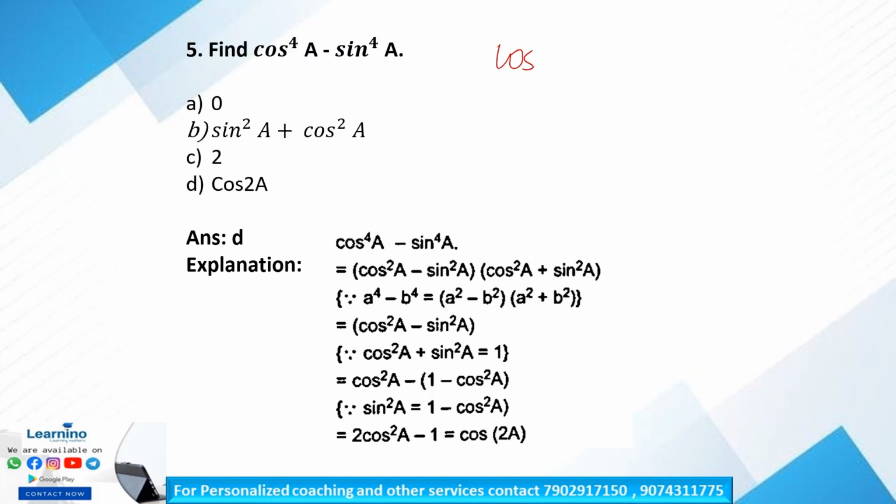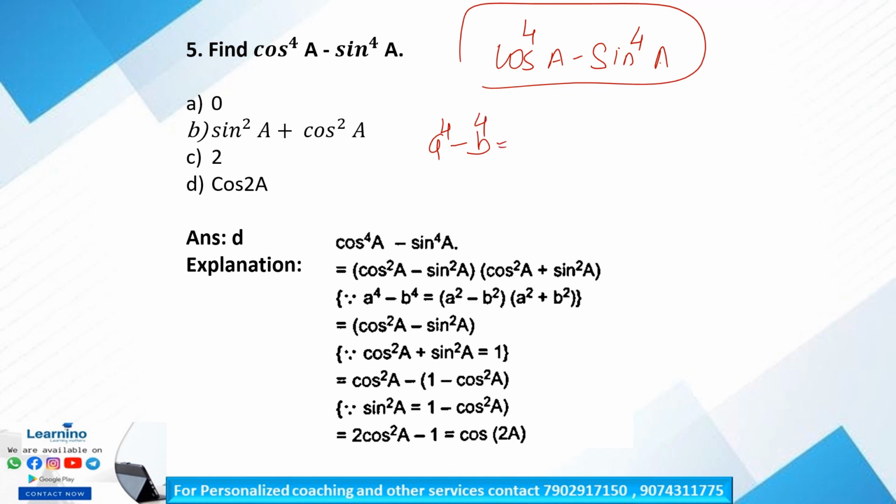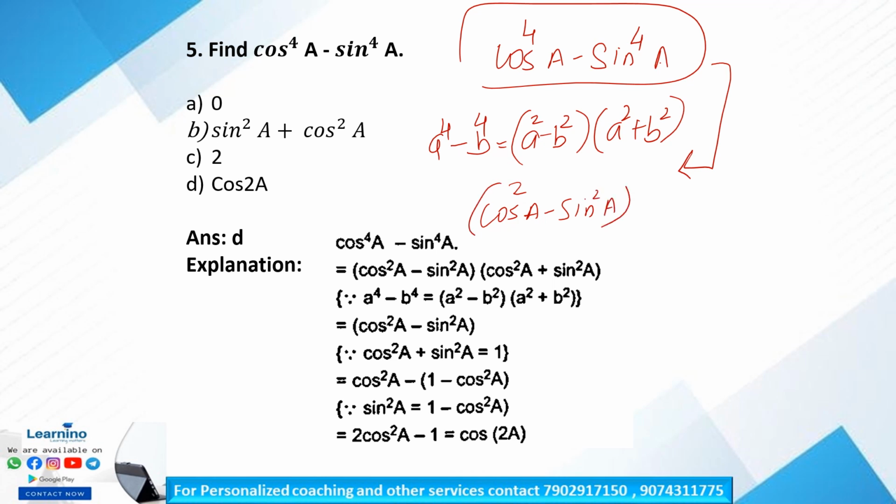Okay, so question number 5. Find cos raised to 4a minus sin raised to 4a. So this is in the form of a raised to 4 minus b raised to 4. What is a raised to 4 minus b raised to 4? It is a square minus b square into a square plus b square. So this can be rewritten as cos square a minus sin square a into cos square a plus sin square a.